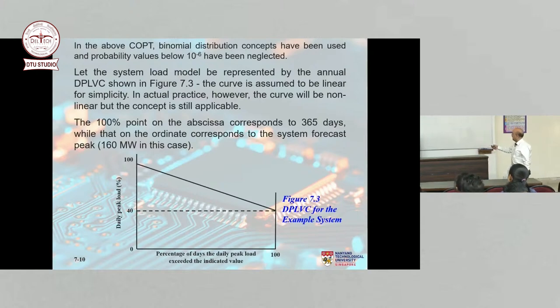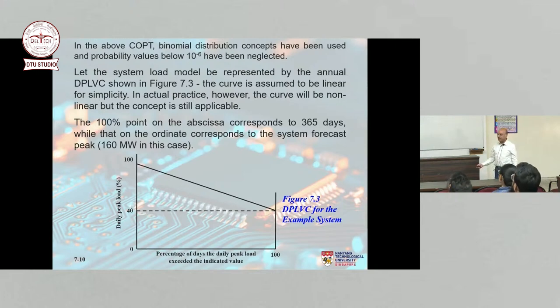Okay, so our daily peak load variation curve is given by this straight line between the 100% peak load percent and the 40% peak load. So what does the 100% represent here? The peak load is 160 megawatt, and this is 40% of 160, so 64 megawatt. You can do it in megawatt, you can do it in percentage. It's up to you. I think everybody knows how to write the equation of a straight line, so I'm not going to dwell on that.